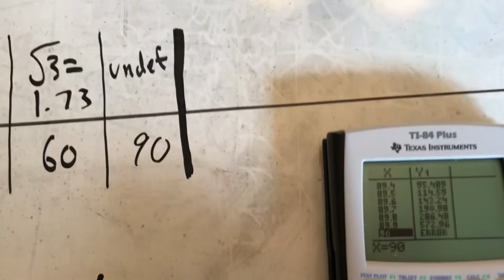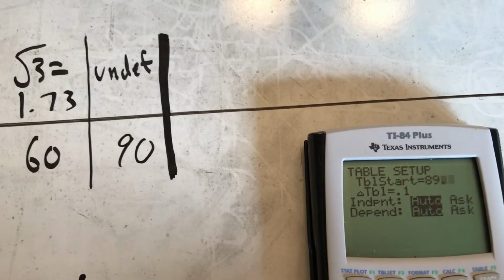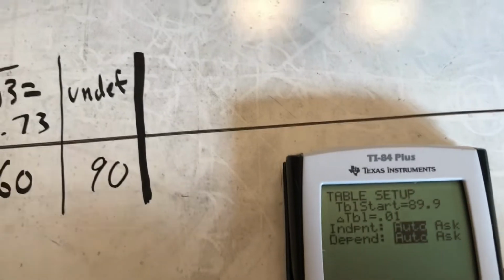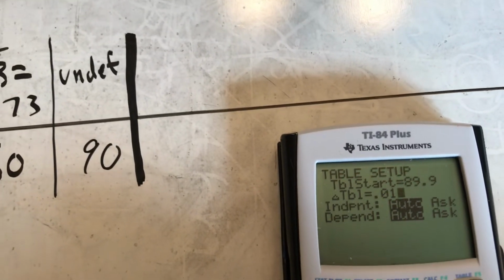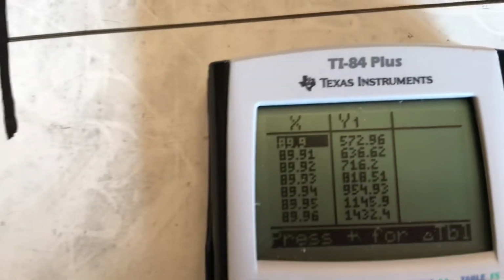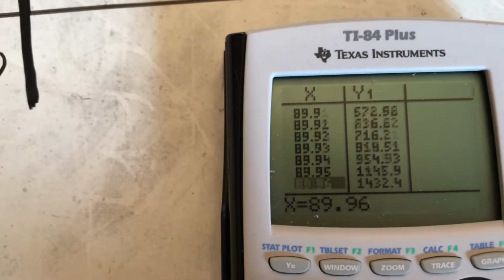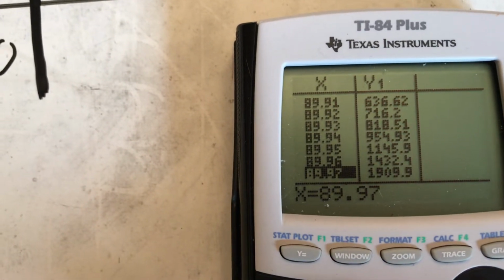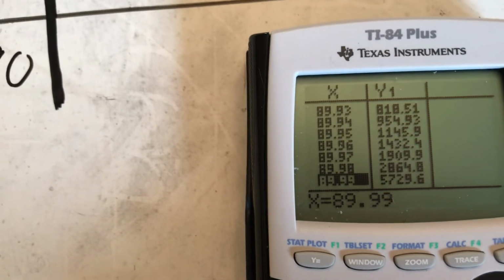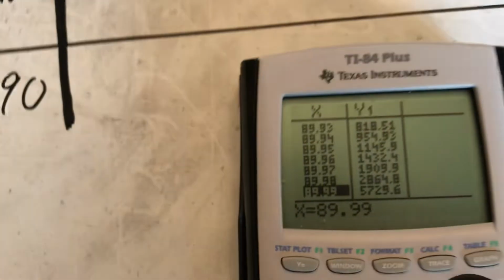Well, I'm going to go back to the table one more time, and I'm going to start the table out at 89.9, and I'm going to set the step to 0.01. So we're going to get values really, really close to 90, okay? And I'll go back to the table again and we'll look at this. There's 89.9, 572, okay, 636. We're over 1,000 now at 89.96, 89.97, almost 2,000, 89.98. Look at that, we're at 5,000 now as we're getting really, really close to 90 degrees, okay?